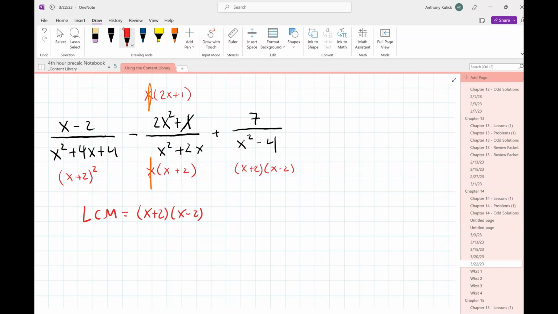Now we have to look at the exponents. The biggest power on x plus 2 is 2. And the biggest power on x minus 2 is just 1. So that's our least common multiple. Everybody feel okay so far? Okay. What do I need to multiply the first fraction by to get that least common multiple? X minus 2.